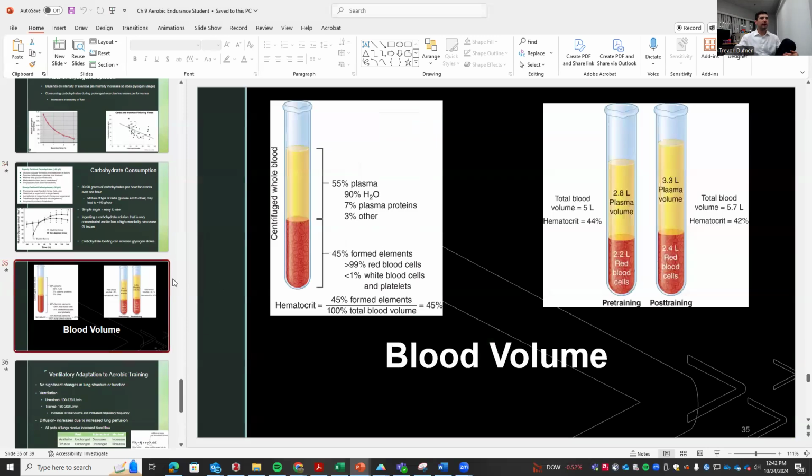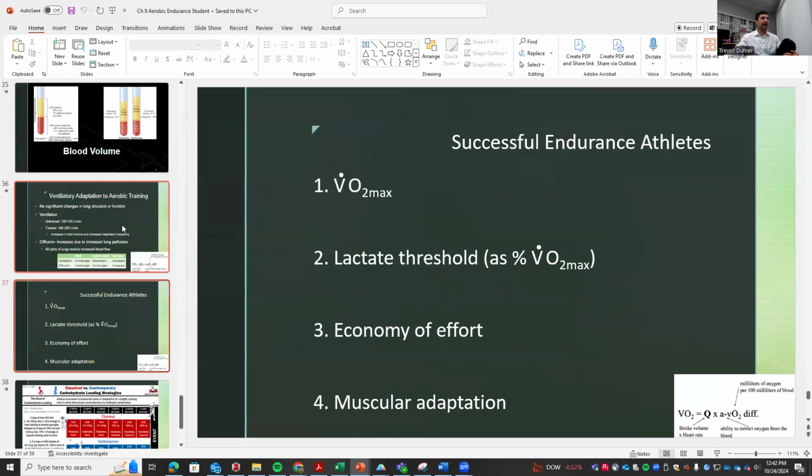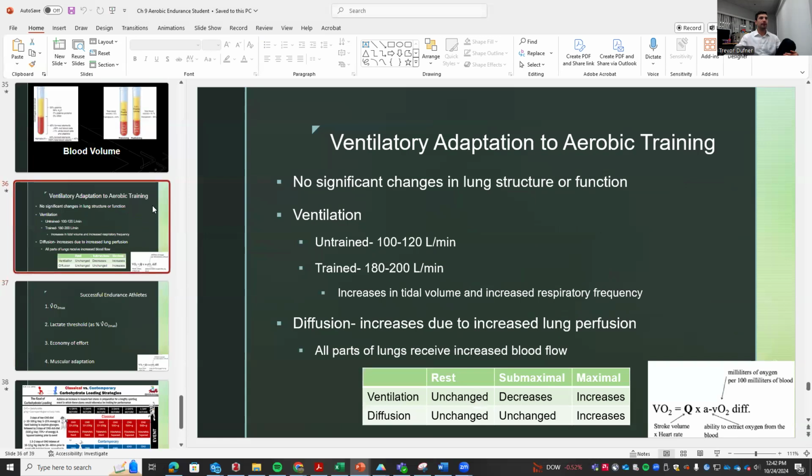Talked about blood volume already, the increase in blood volume. You guys can look at that. There's no significant change in lung structure or function. Remember that there's not a lot of change in the lungs. The lungs are more than capable of just simply diffusing oxygen across the membranes into the blood. So there's really not a lot.